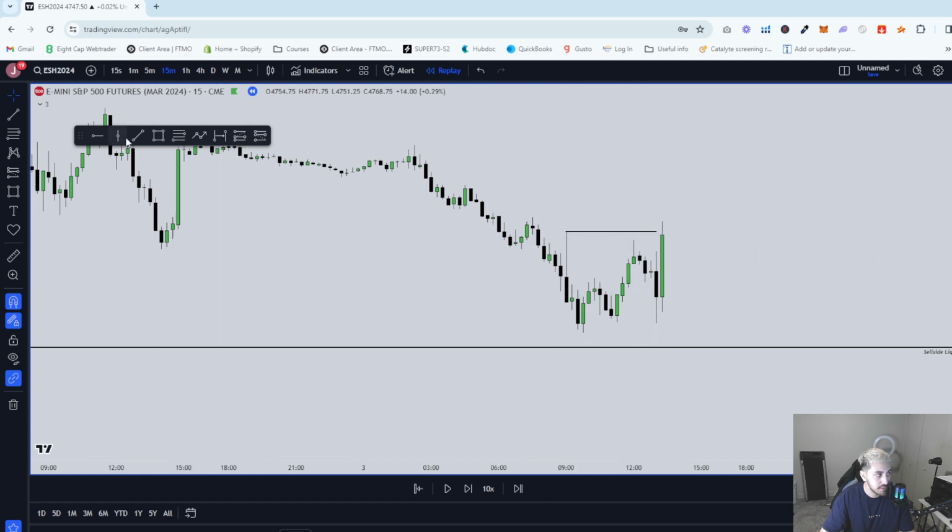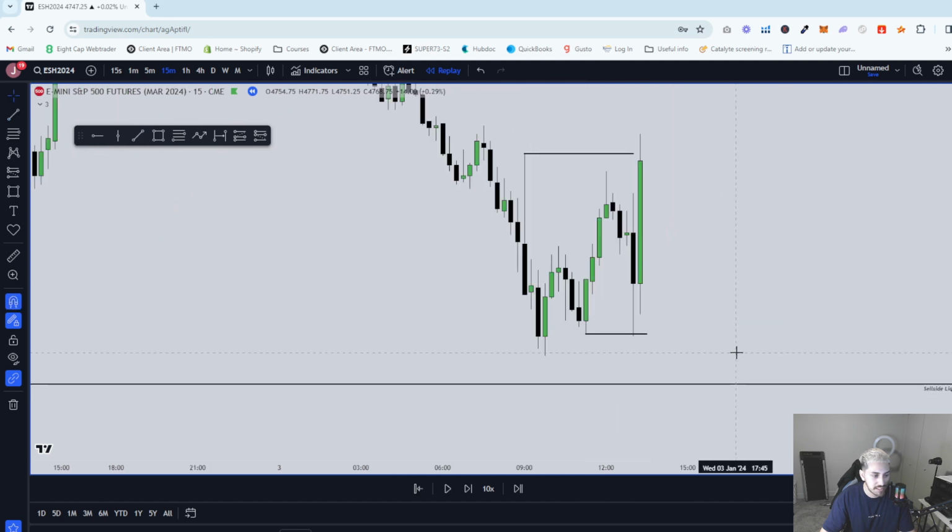We came back down and we took out what? Internal liquidity, right? We swept that low. You guys see that there? Swept that low. News dropped. We swept that low, that internal low, and then we pushed up and attacked these relative equal highs.